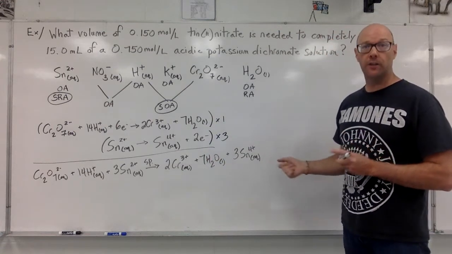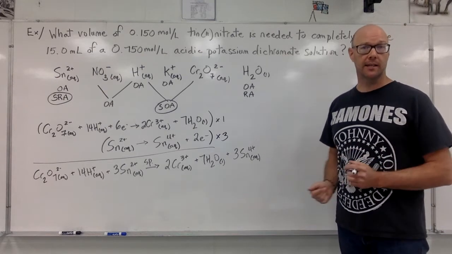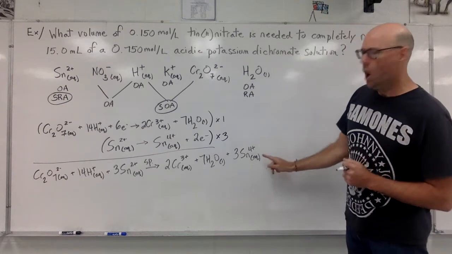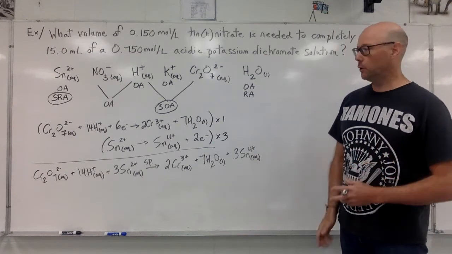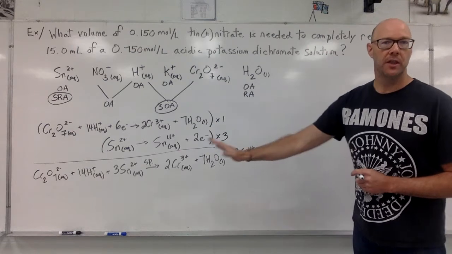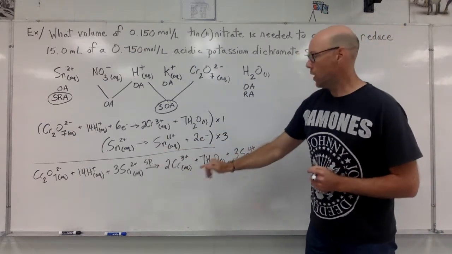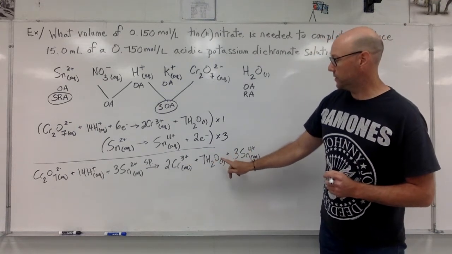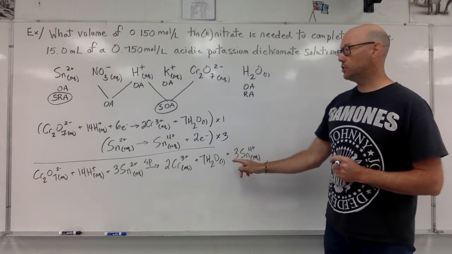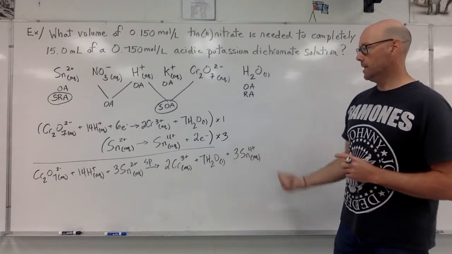There's quite a lot of work that goes into the process of even just coming up with the reaction. We haven't even got to the calculation yet. A reminder that our net ionic equation is balanced in a couple of different ways. The chemicals themselves balance. We have 2 chromiums, 14 hydrogens and 3 tins, as well as 7 oxygens on either side of the equation. We also have charge equality here.